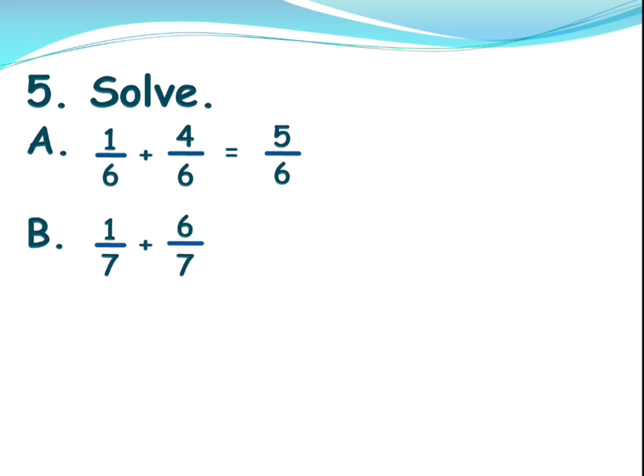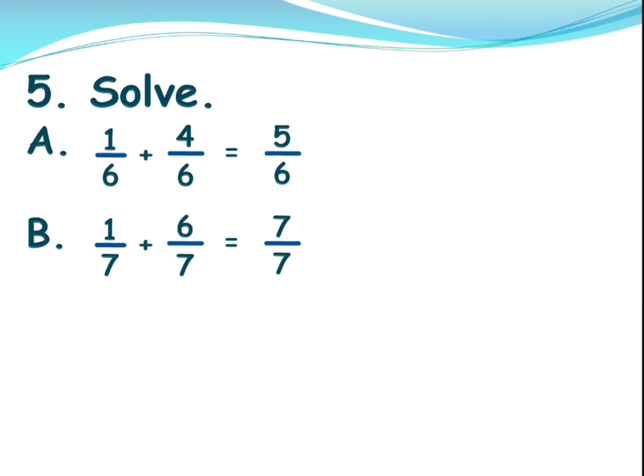So here also the denominators are same, so you'll write the denominator by 7. And numerators, we need to add 1 plus 6. 1 plus 6 will give us 7. So you will write 7 by 7. So here you got one whole.